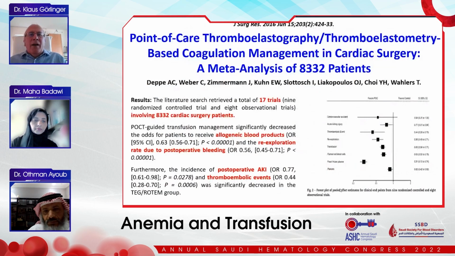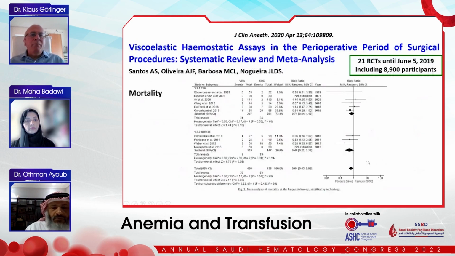This is an older meta-analysis looking at clinical outcomes, focusing on cardiac patients, nearly 8,500 patients. And what we see is there is a significant reduction in acute kidney injury with a risk ratio of 0.77, thromboembolic events more than 50% reduced, re-exploration reduced, and any kind of transfusion, and not a big surprise, in particular of fresh frozen plasma.